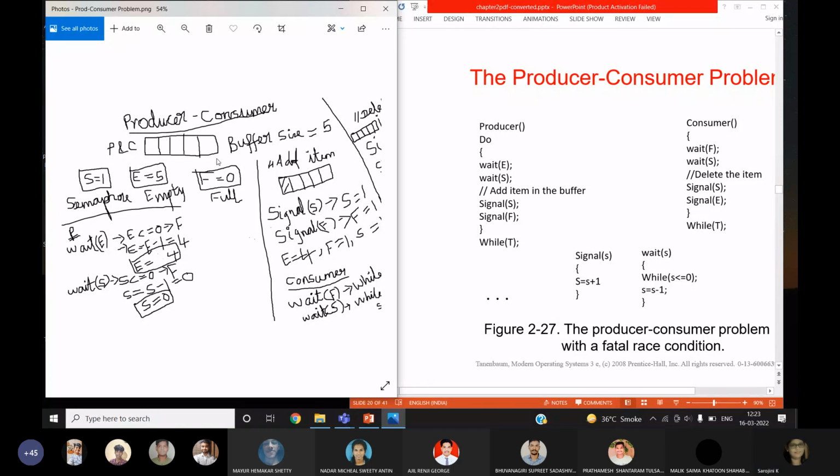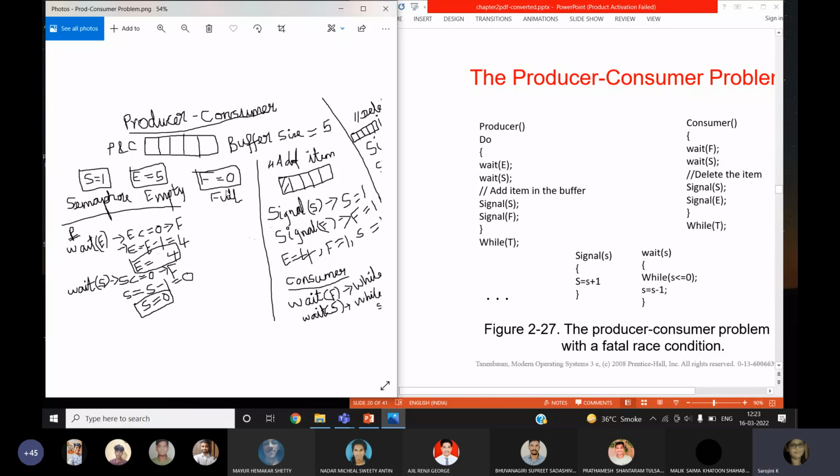We assume that the buffer size is equal to 5. 1, 2, 3, 4, 5. There are 5 memory cells. 1, 2, 3, 4, 5. So the buffer size is initially 5.